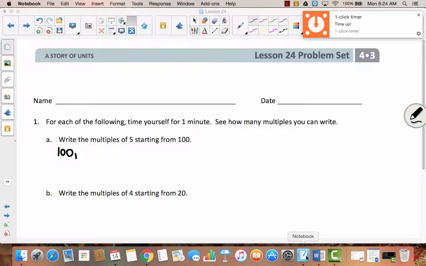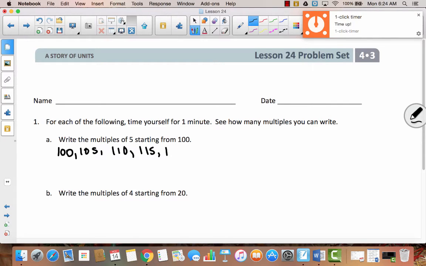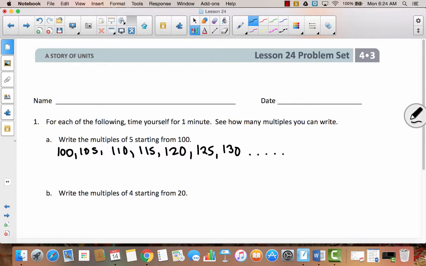All right, so let's see what you wrote. I don't know how far you got, but it would be pretty obvious whether or not you were doing it correctly, because you would say 105, 110, 115, 120, 125, 130, etc. So how far did you get? Did you get to 200? Did you get to 300?